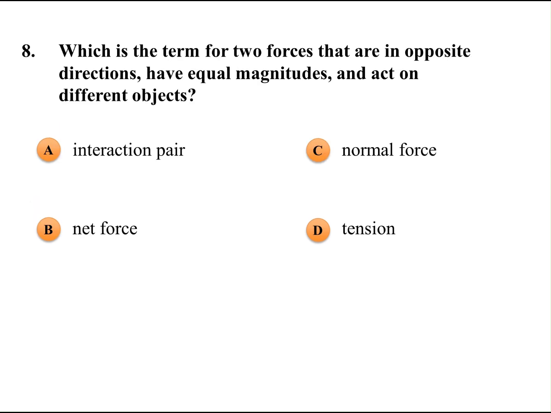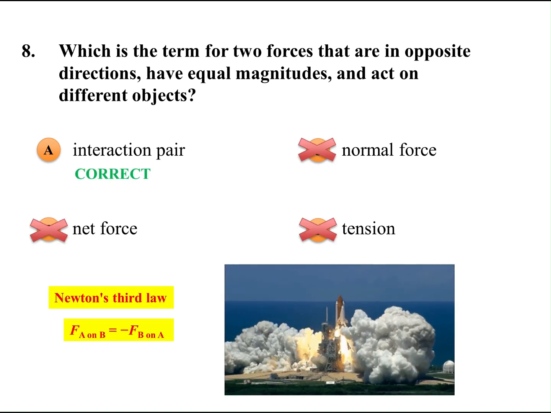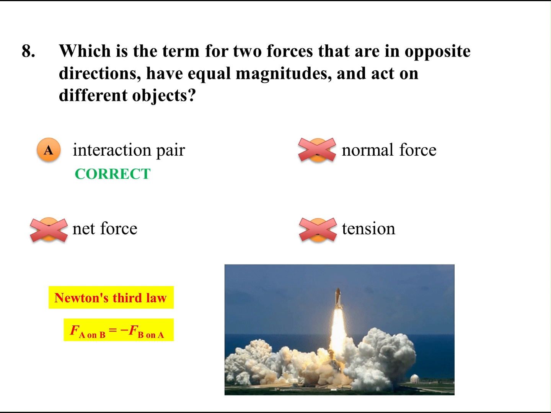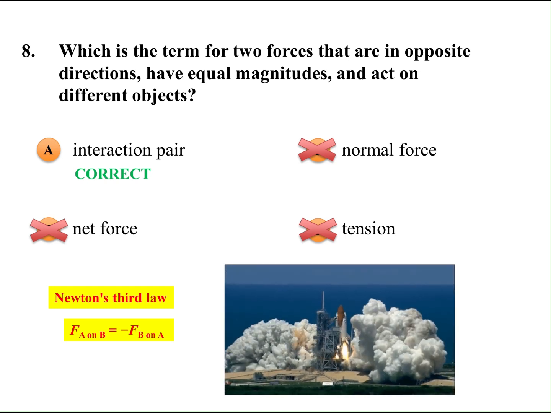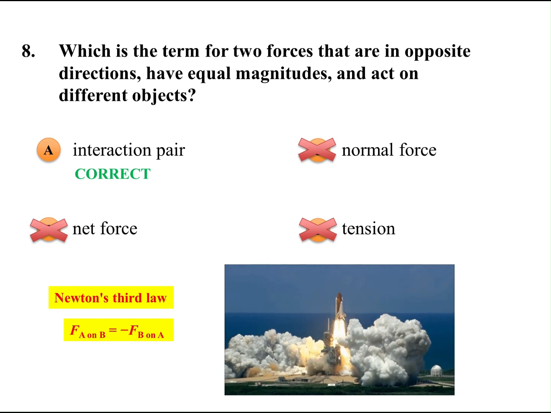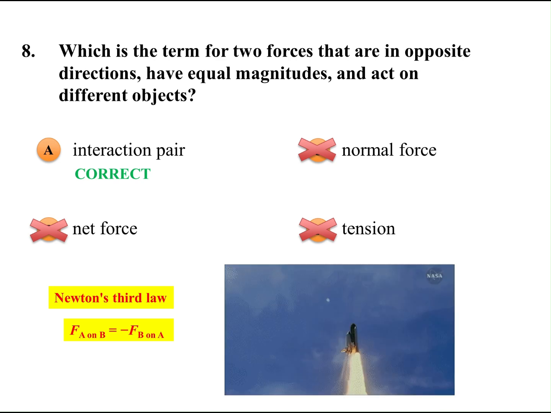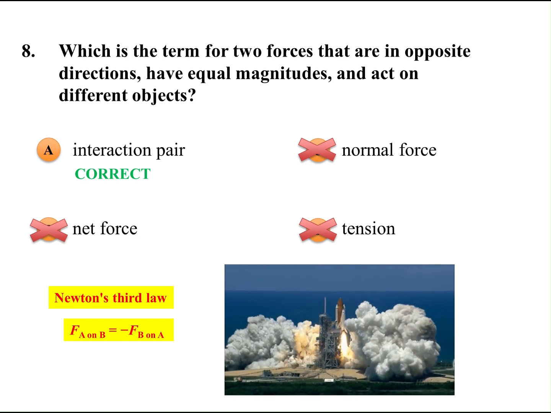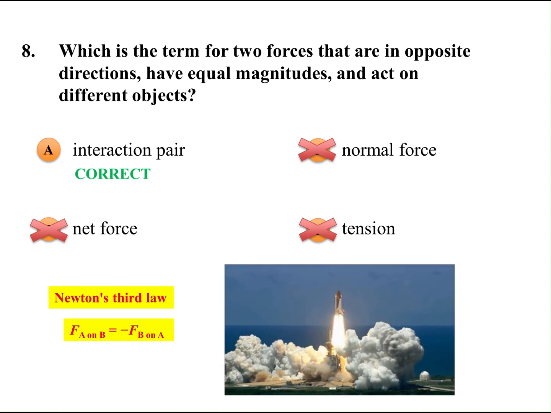Which is the term for two forces that are in opposite directions, have equal magnitudes, and act on different objects? Of course, the answer is interaction pairs. Because according to Newton's third law, the force exerted by object A on object B is equal in magnitude and opposite in direction to the force exerted by object B on object A. And a real-life example is the space shuttle launch.